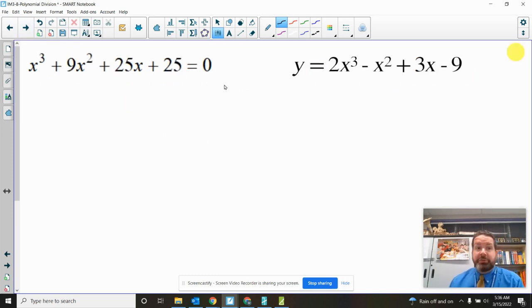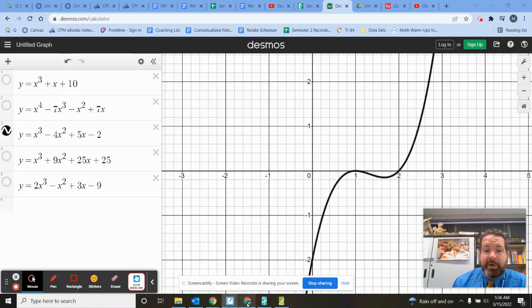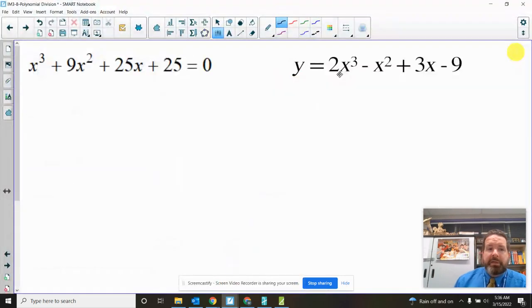Okay, these last 2, let's do the same thing. So take a moment, do a quick pause. I'd like you to graph that one on the left. So what do I see? I see 1 real root at negative 5. So 1 real root at x equals negative 5 means 1 factor of x plus 5.